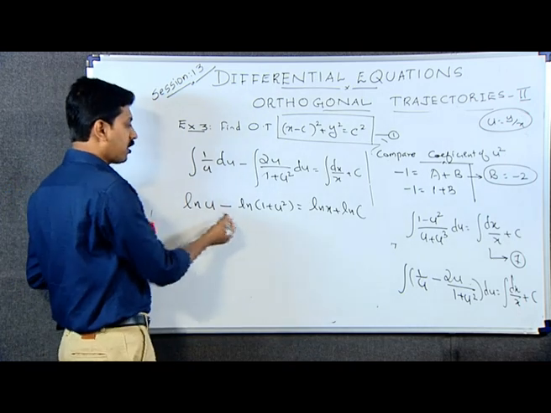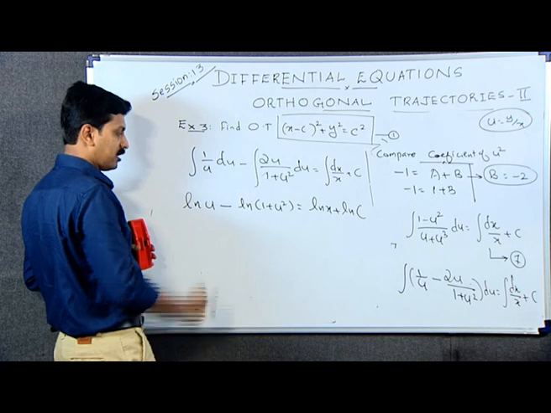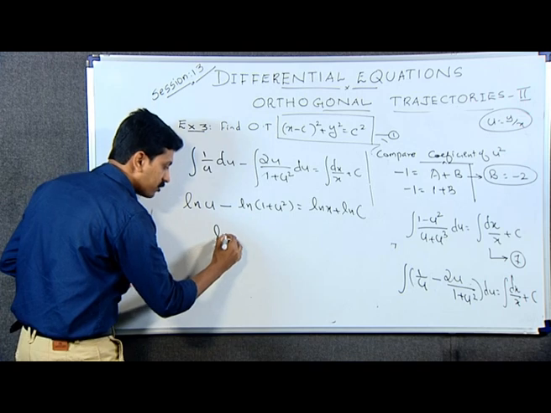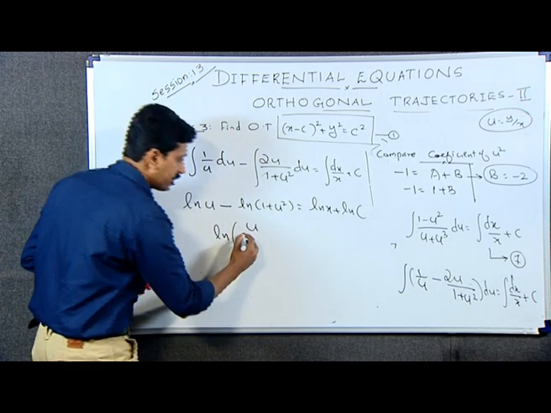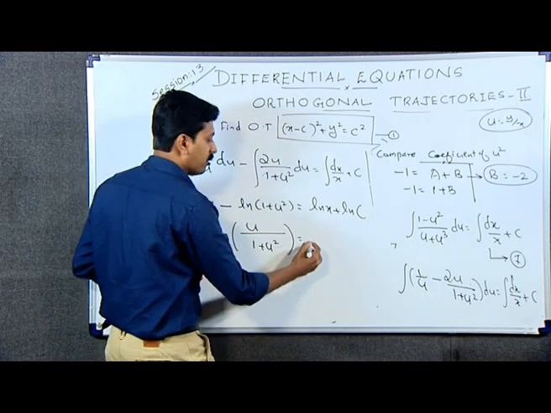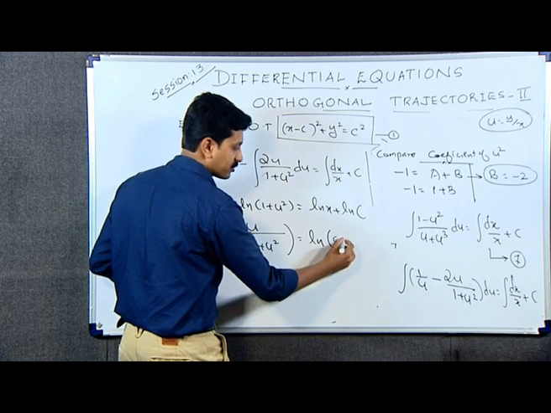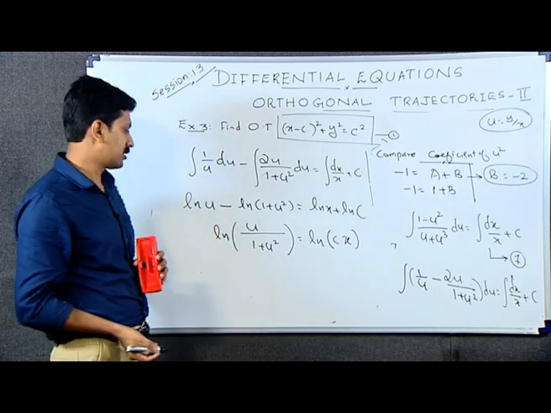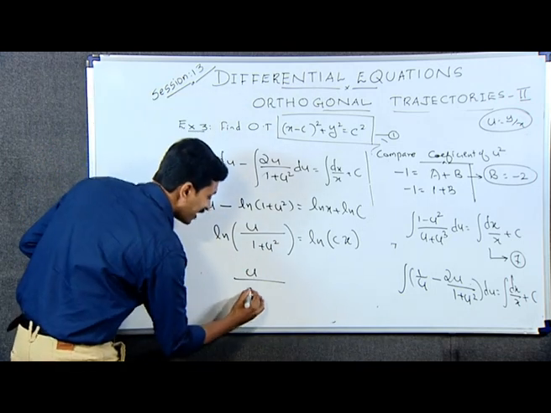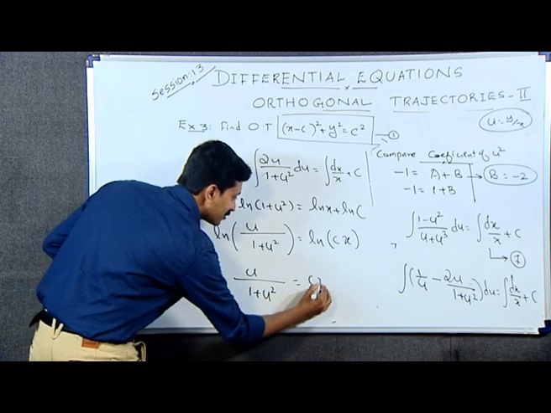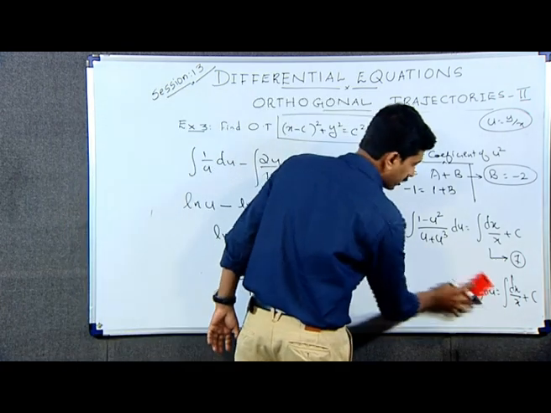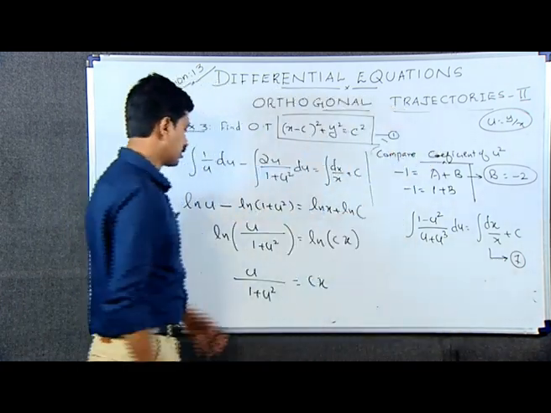So, log u minus log of 1 plus u square, since log a minus log b is log of a by b, that is log of u divided by 1 plus u square, is equal to log c plus log x, which is log of c x. Taking exponential on both sides, we will have u divided by 1 plus u square equal to c x. This is actually the solution of equation 7.